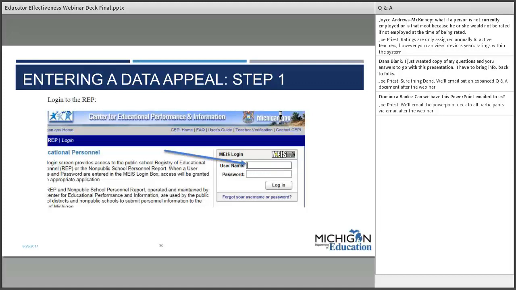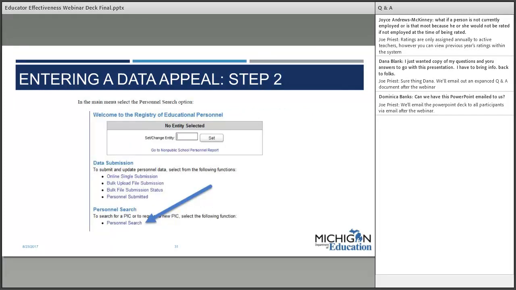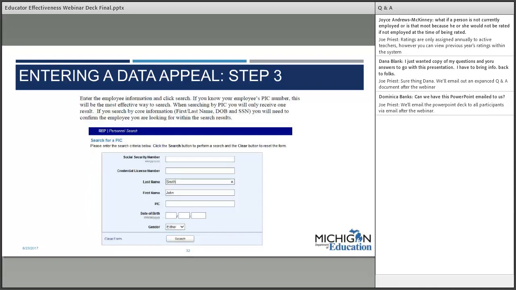So they will log in using their MEIS account to the REP system, and hopefully your REP users are familiar with this because they're doing it more than once a year already. So after that, they're going to locate your record using the personnel search function within the main page of the REP.